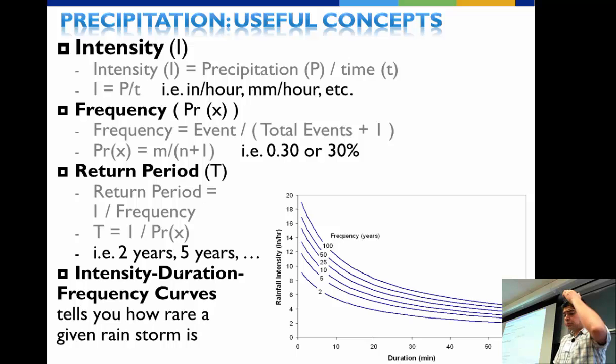And precipitation, how do we measure precipitation? Well, we measure it in terms of how much it rains compared to time. So if it rains half an inch in 1 hour, that's the intensity. If it rains 2 or 3 inches in 1 hour, that's a higher intensity. That's what we are estimating here.